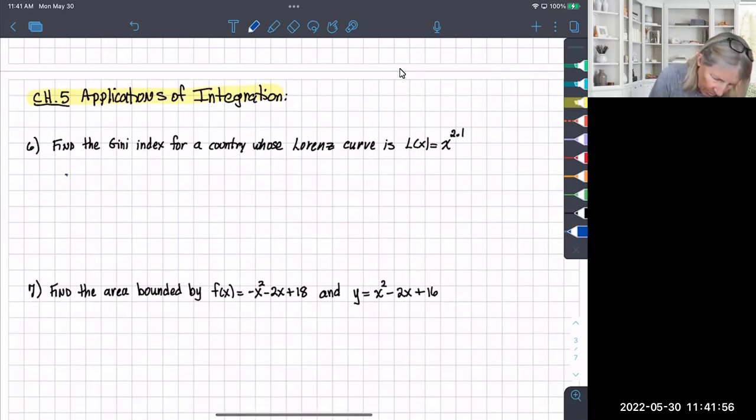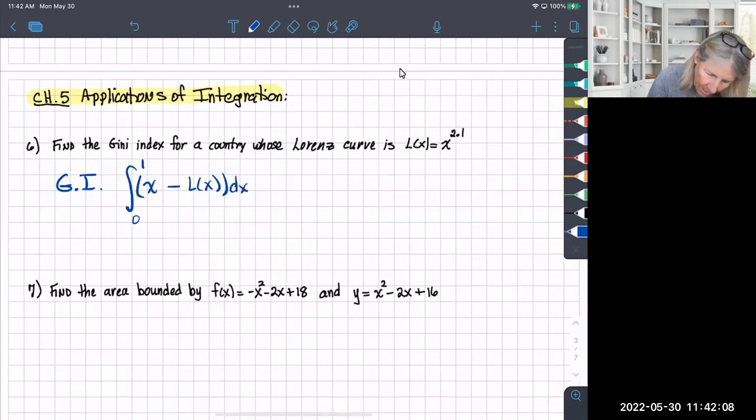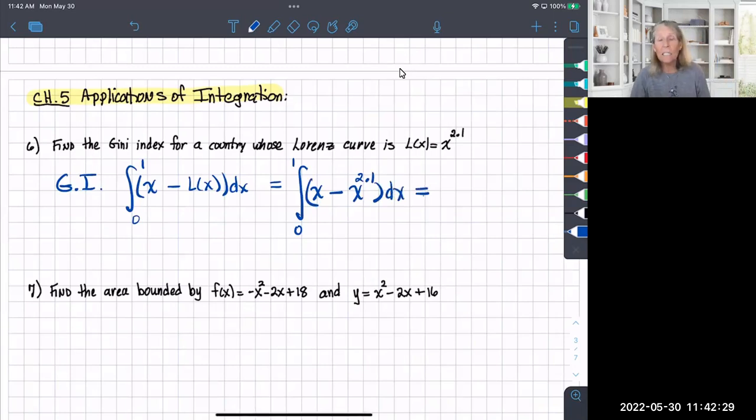So the Gini index formula is, to find a Gini index, you're going to take the integral from 0 to 1 of x minus your Lorenz curve, dx. And so again, for these problems, if it doesn't say evaluate by hand, you're going to use your calculator. You're going to set up your integral. So I'm going to do the integral from 0 to 1 of x minus my Lorenz curve, which is x to the 2.1, dx. Now remember, Gini index is as a percentage.